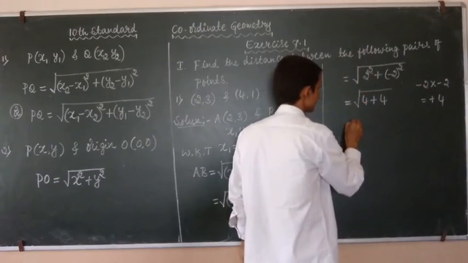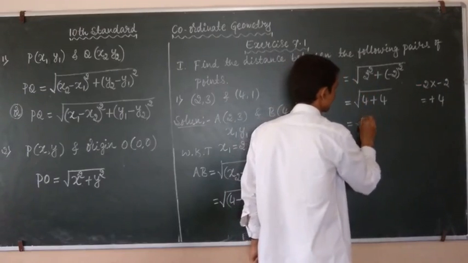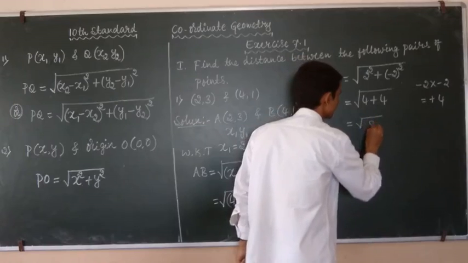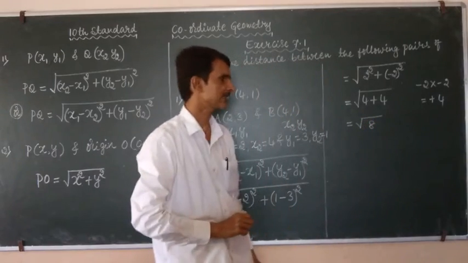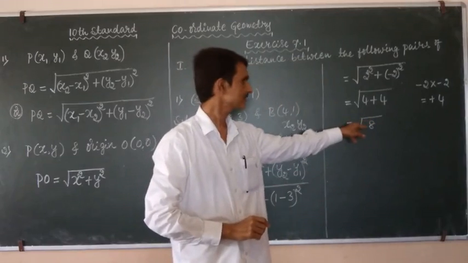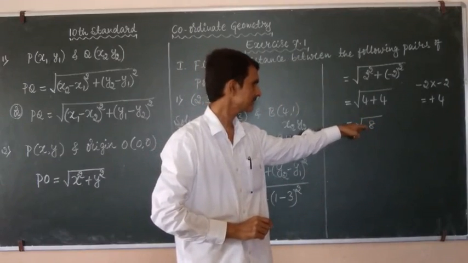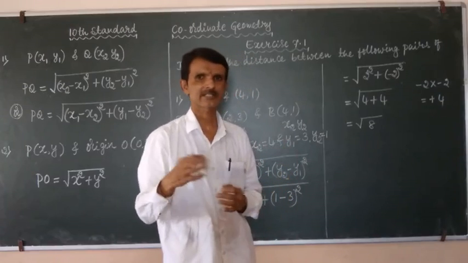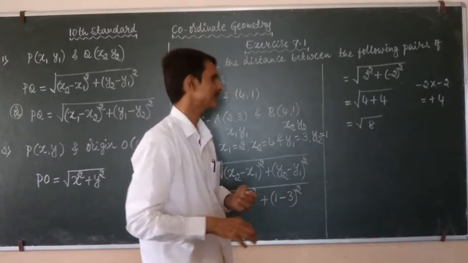So now this will be written as 4 plus 4, which is 8. Root 8. We can stop here only, or it can be written in the simplified form.